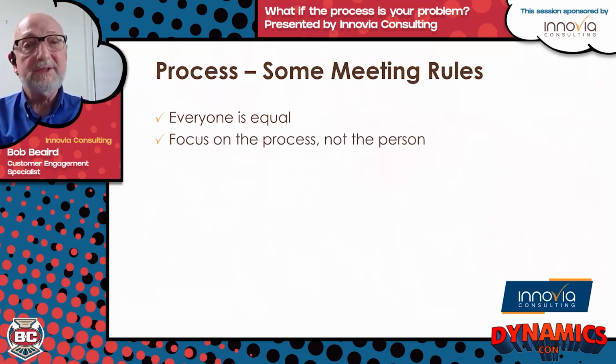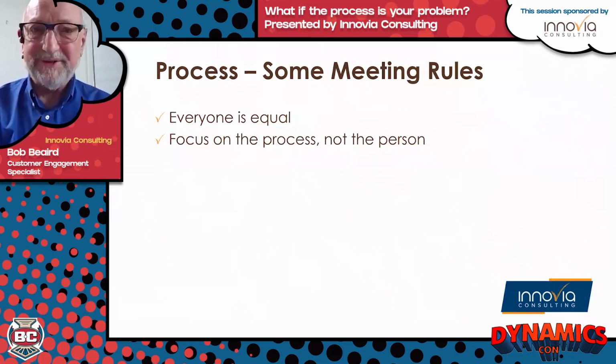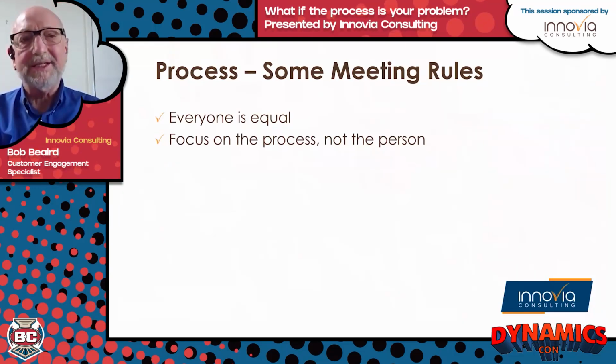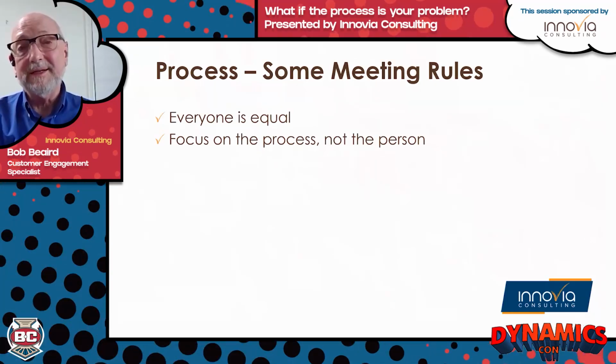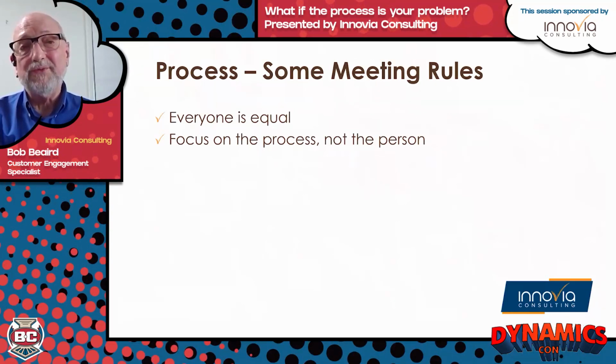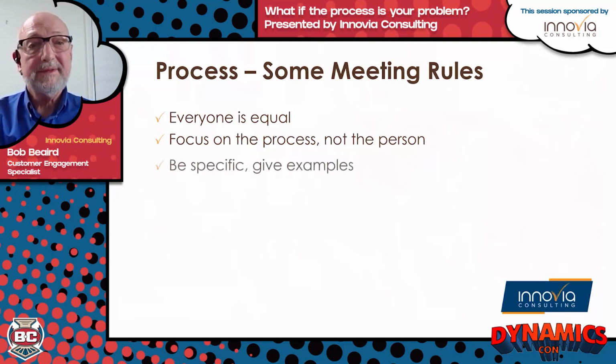Focus on the process, not the person. Sometimes teams start talking about, well, you know, Bob doesn't always fill out his paperwork right or whatever. That's not the issue. The issue is there's a problem with the paperwork. Let's talk about that. An old rule from Deming's time was that 85% of the issues in any business are process issues, not people issues.